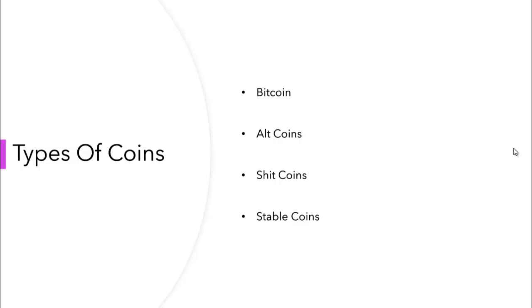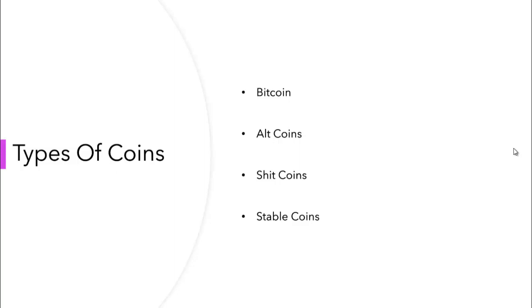Shitcoins are built on other blockchains. They are tokens built on other blockchains that do not have any use. They're just built there, and then they are reliant on community. How large is the community? How large are the investors? And hype. How many people are talking about the coins? How many people are shilling the coins? And all that. So that is what drives the price of shitcoins.